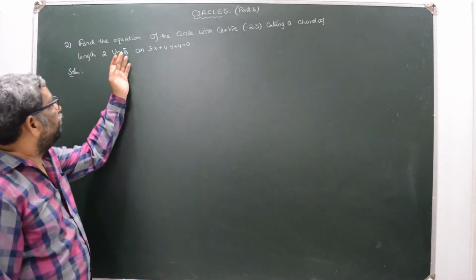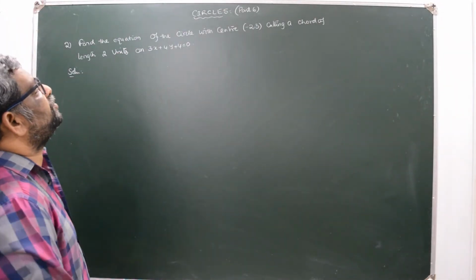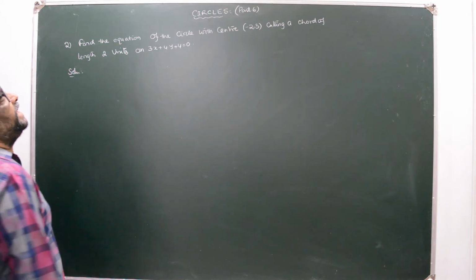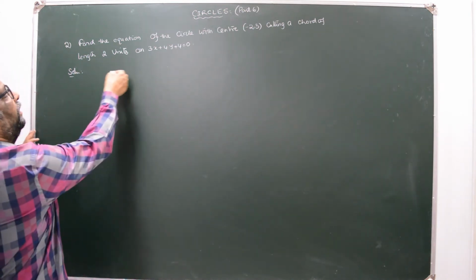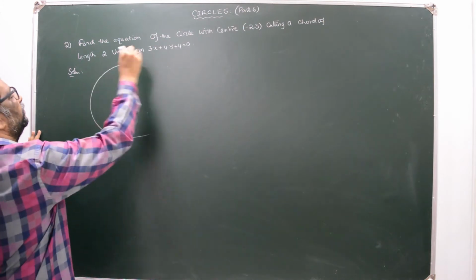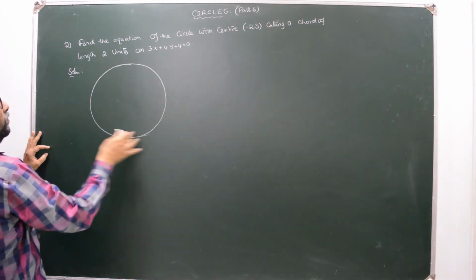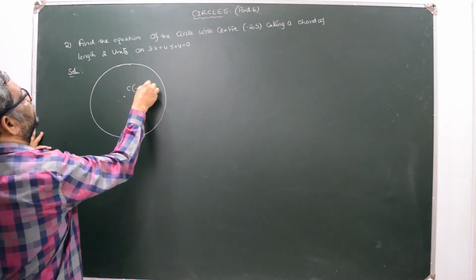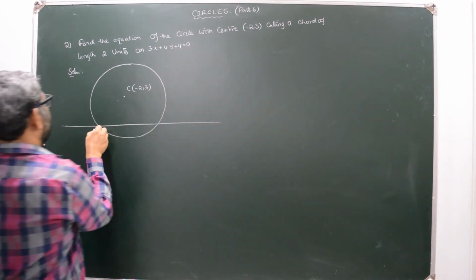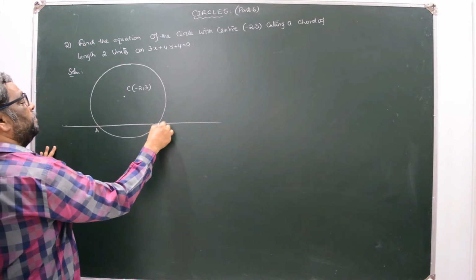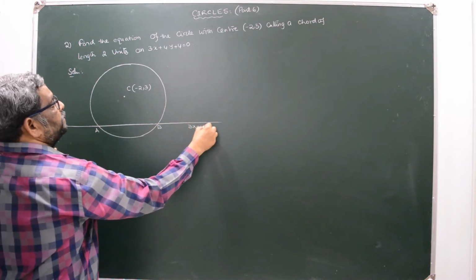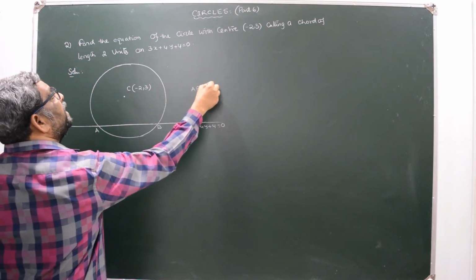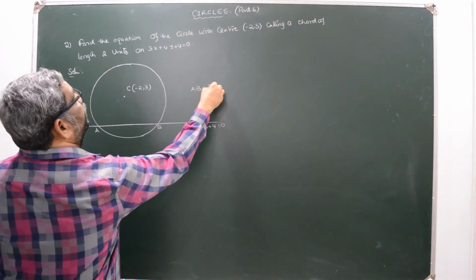The second question is, find the equation of the circle with center minus 2, 3 and cutting a chord of length 2 units on 3x plus 4y plus 4 equal to 0. Now let us consider the circle. Its center is minus 2, 3. A straight line is intersecting the circle at A and B. The equation of the line is 3x plus 4y plus 4 is equal to 0. It is given that AB is equal to 2 units.